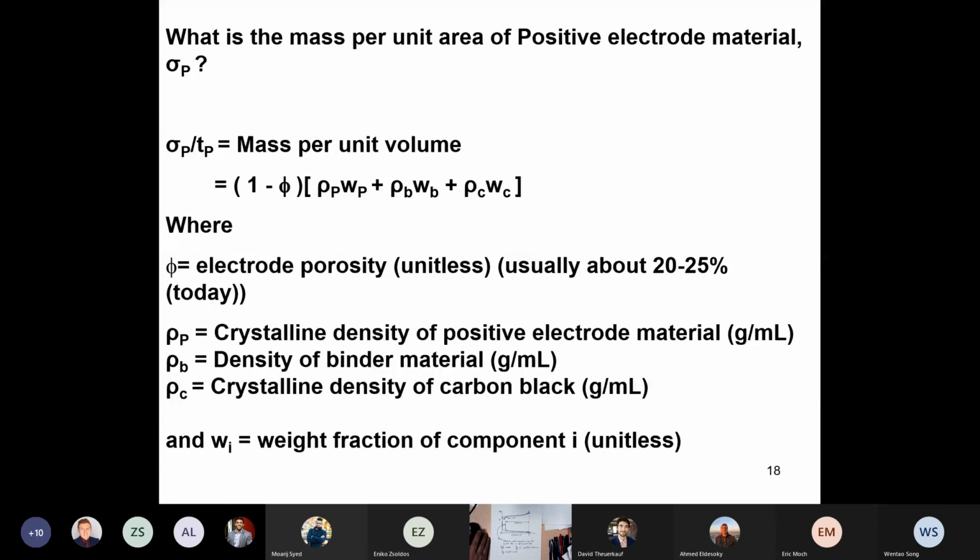Okay, so the first thing we have to figure out is what is the mass per unit area of the positive electrode material. So I call this sigma P. This is the loading of the positive electrode material.